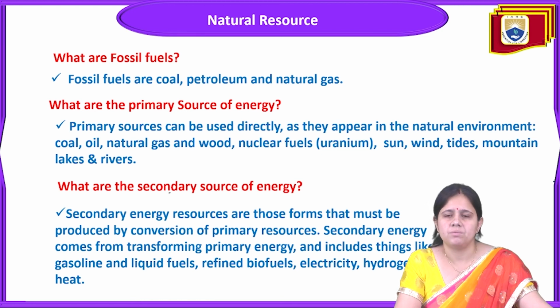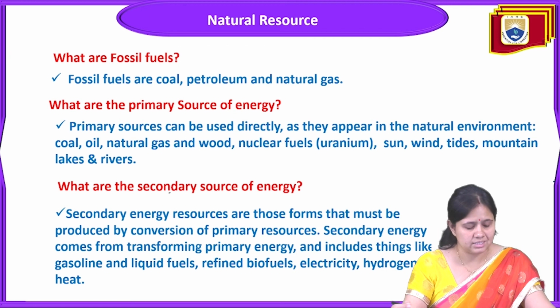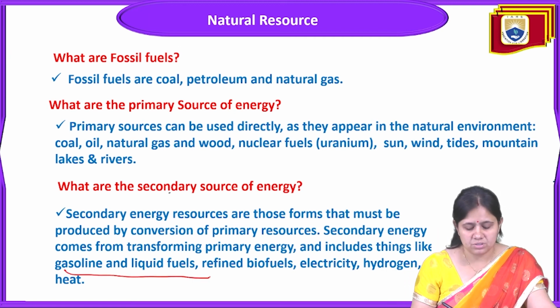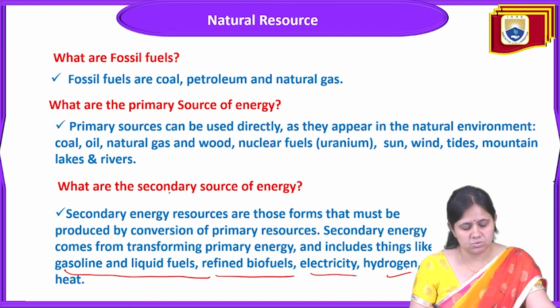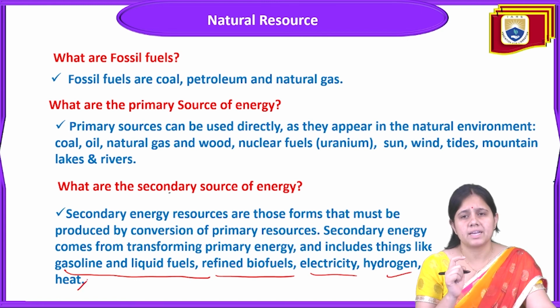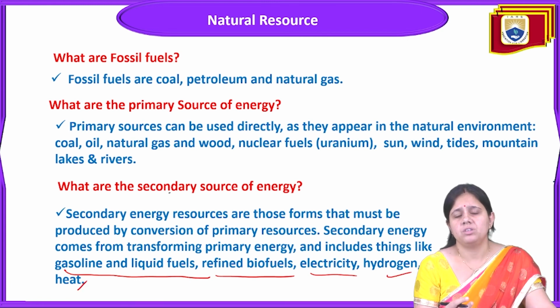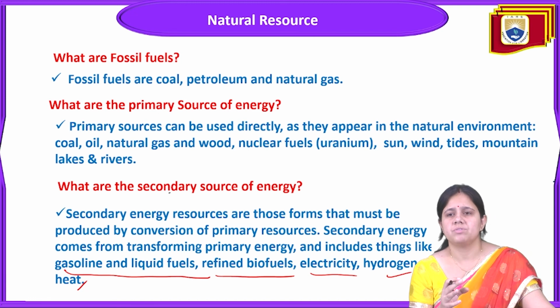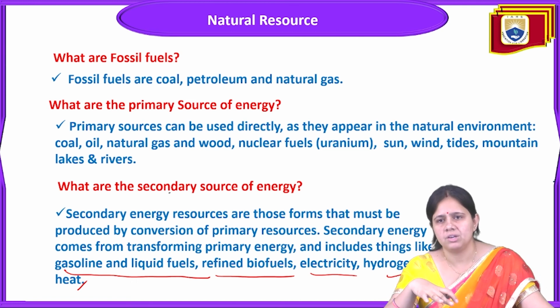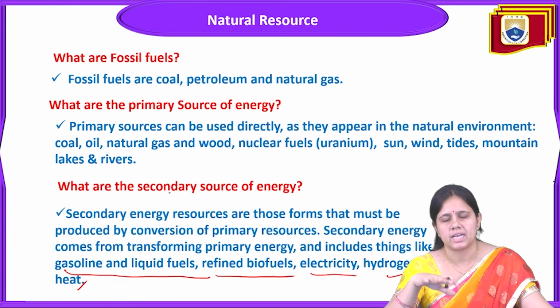Secondary energy comes from transforming primary energy, including things like gasoline and liquid fuels, refined biofuels, electricity, hydrogen and heat. Secondary sources of energy cannot be used directly; they must be produced by conversion of primary sources. To get a secondary source of energy, some conversion of a primary source is important. Secondary energy comes from transforming primary energy, and this includes gasoline, liquid fuel and refined biofuel.